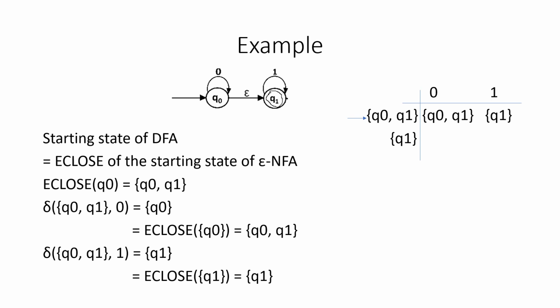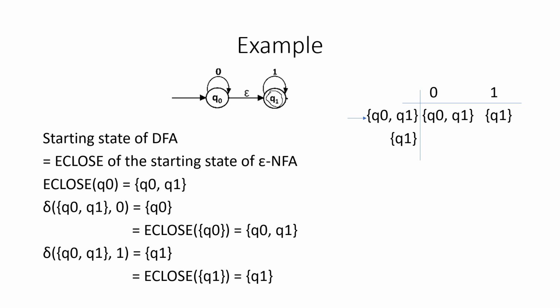Similarly for 1. So Q0, Q1 on 1. In Q0, we don't have transition for 1, only in Q1. So Q1. When you find E-close of Q1, since we are finding E-close of Q1, we have to include that state. Since there is no transition on epsilon, no more states can be added for it. So Q1 is the E-close. Among these two states which we get because of this transition, Q0, Q1 already exists. Now only we have found transition for it. The only new state is Q1.